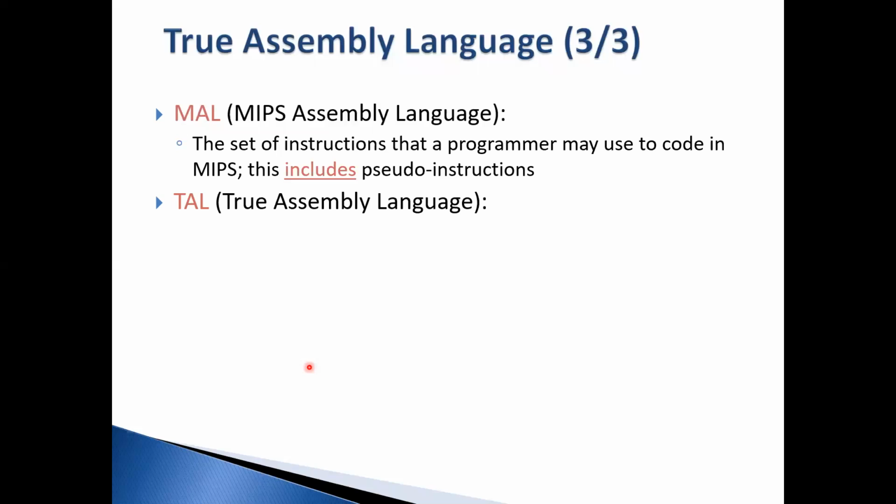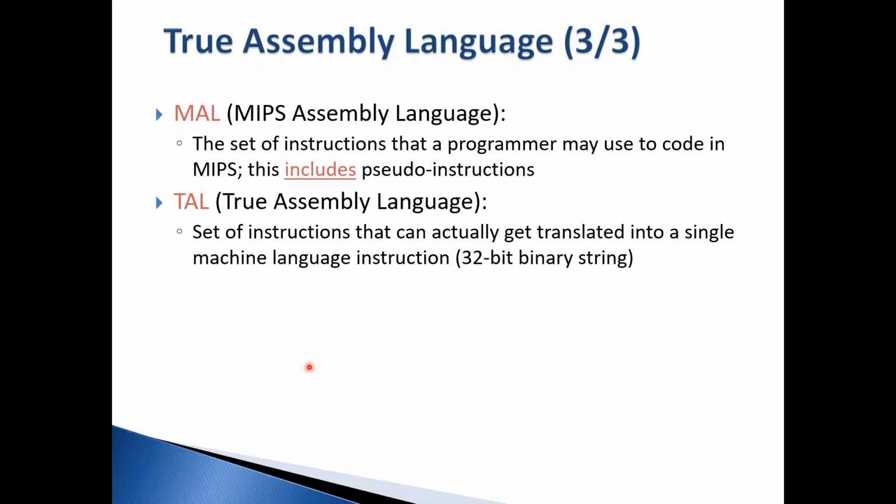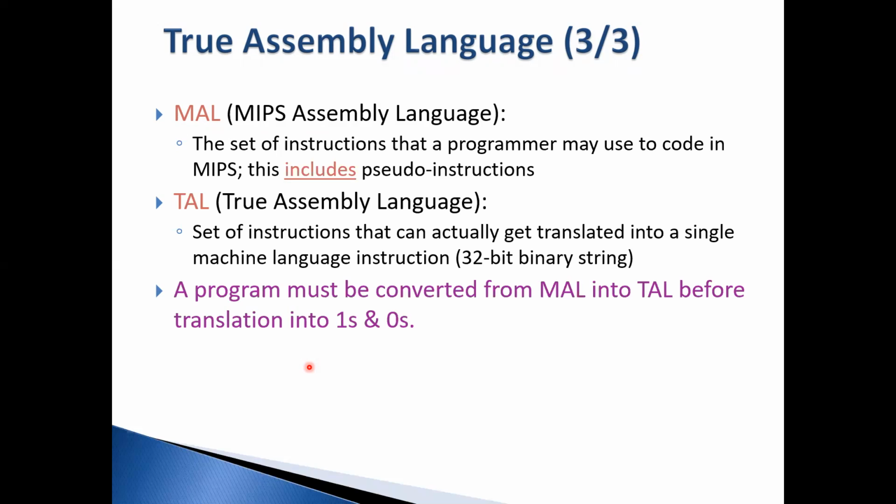Okay, and when you write a program that contains only true instructions, which means that it doesn't contain any pseudo instructions, we call that true assembly language. Which means that every single line of that program will be converted into unique zeros and ones. The assembler won't need to break down your program. So this is called true assembly language.